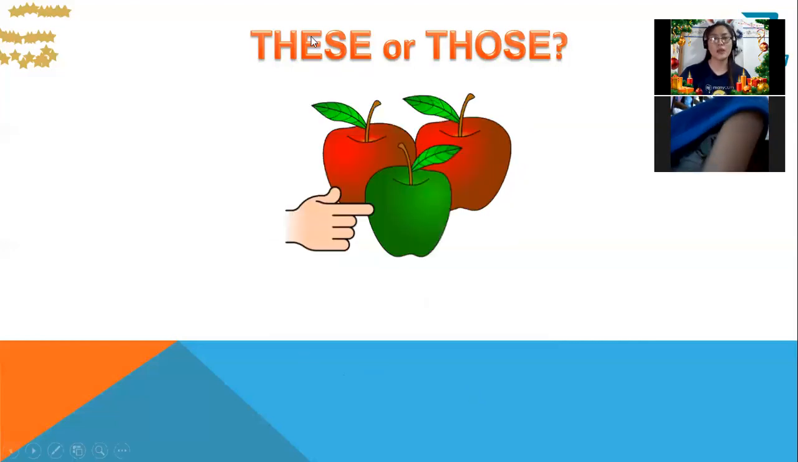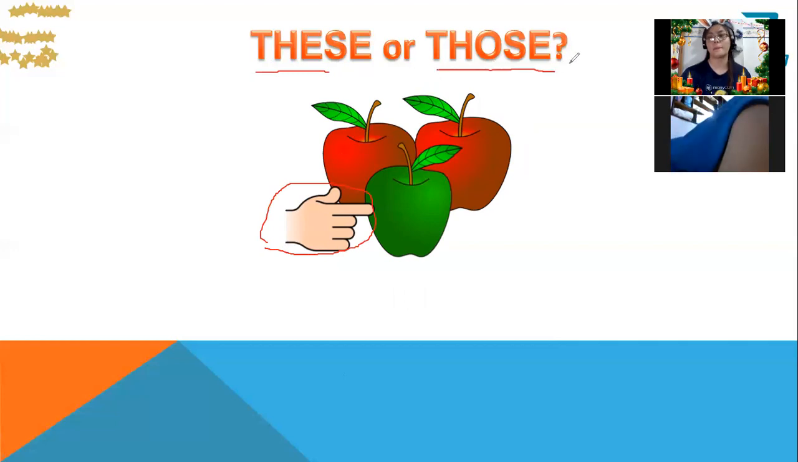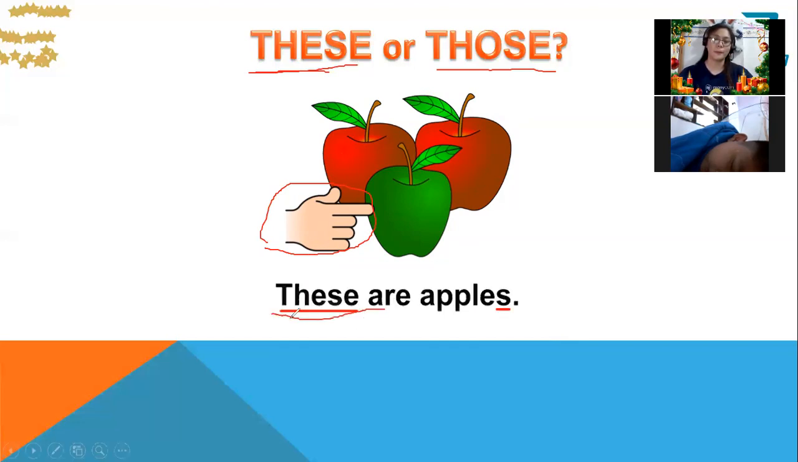Okay, what about this one? Look at the hands. Is it these or those? Can you please repeat? Okay, these. Please read. These are apples. Okay, these are apples.